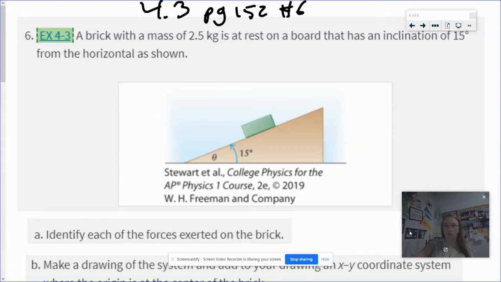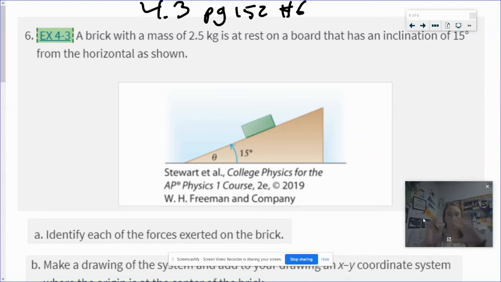So we're going to talk through, this is in the textbook, but obviously we just have it right here on page 152, number 6, because now we're talking about an incline, dealing with the x and y components when we're having to tilt our axis. So this is going to get a little bit more confusing, but the concept is going to be the same like we were talking about today.